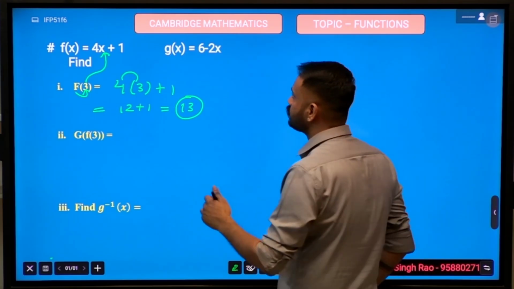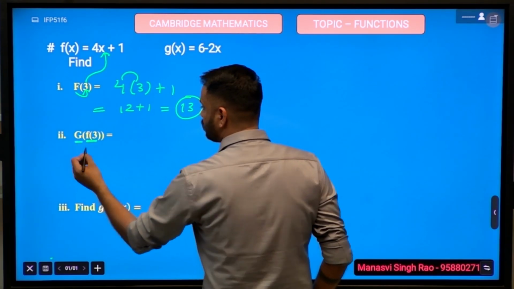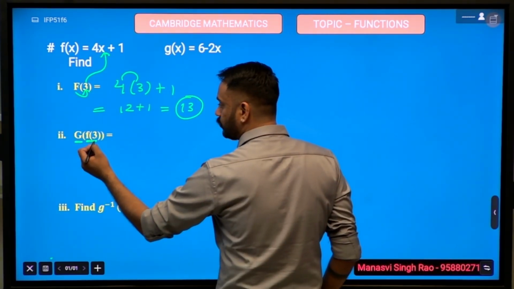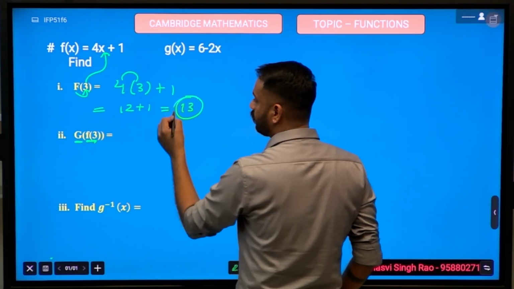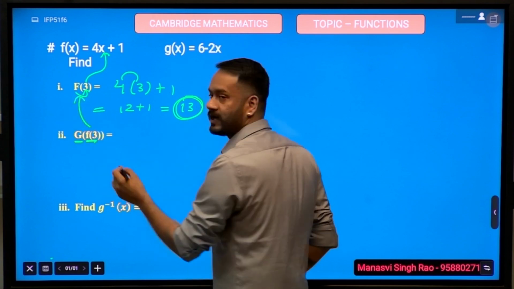Now another question is g of f of 3. So that means in the function f, you need to put 3. So if I put 3 here, you already got 13, right? You have done this here itself. So they are connected questions.